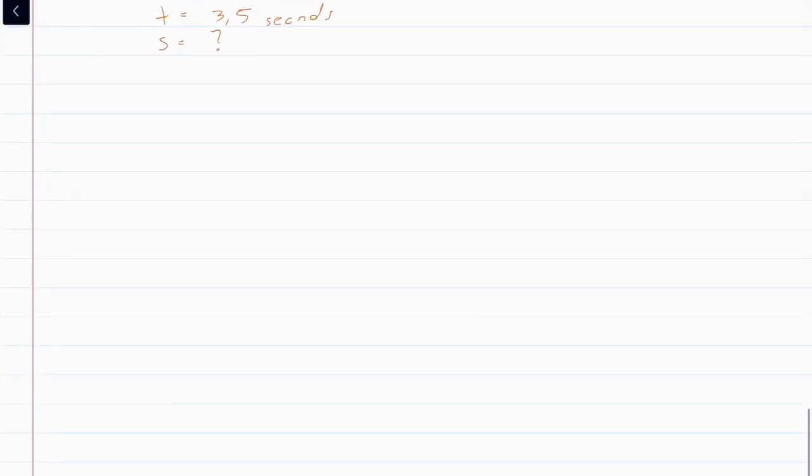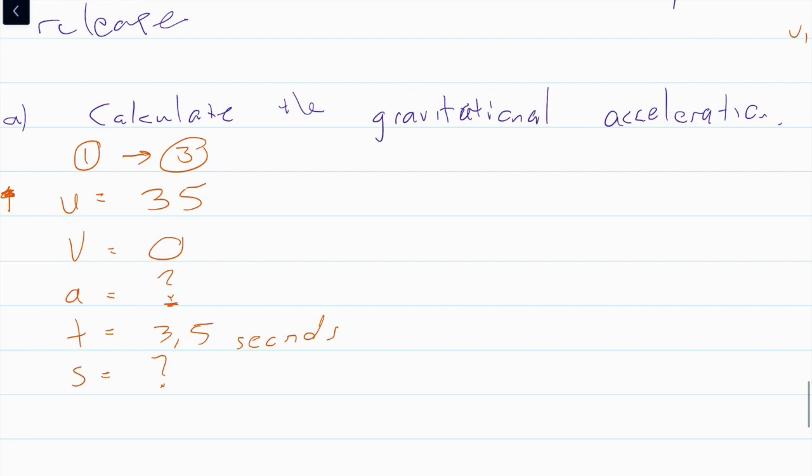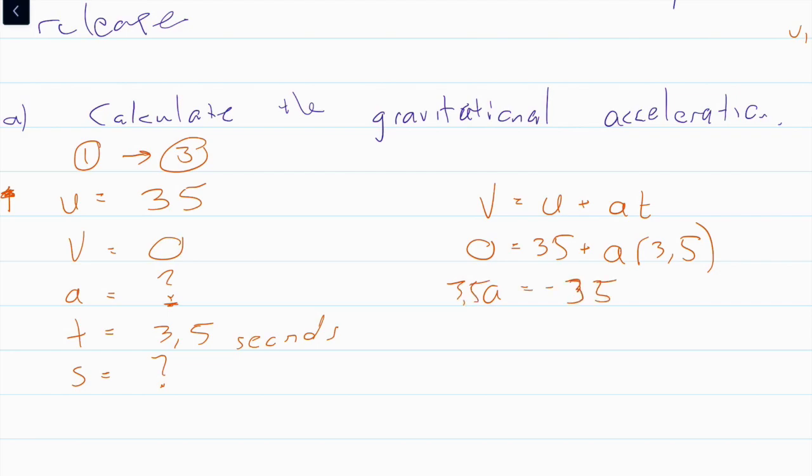So V is equal to U plus AT. V is going to be equal to 0, U is equal to 35, A is an unknown, and T is 3.5. So 3.5 A equals minus 35, so pretty simple maths here, guys. So acceleration equals minus 10 meters per second squared.